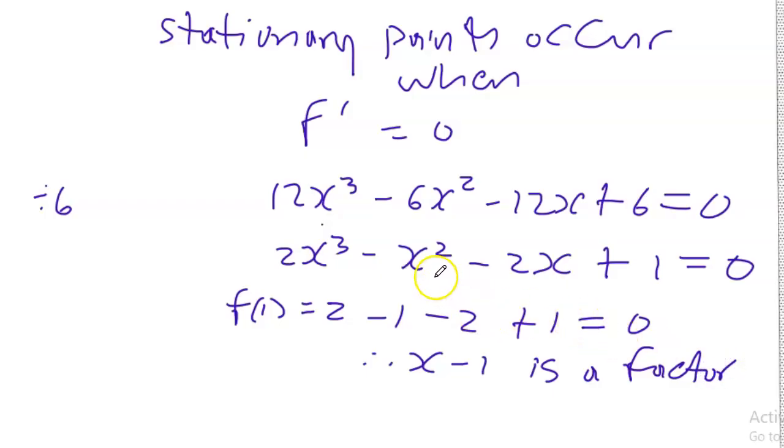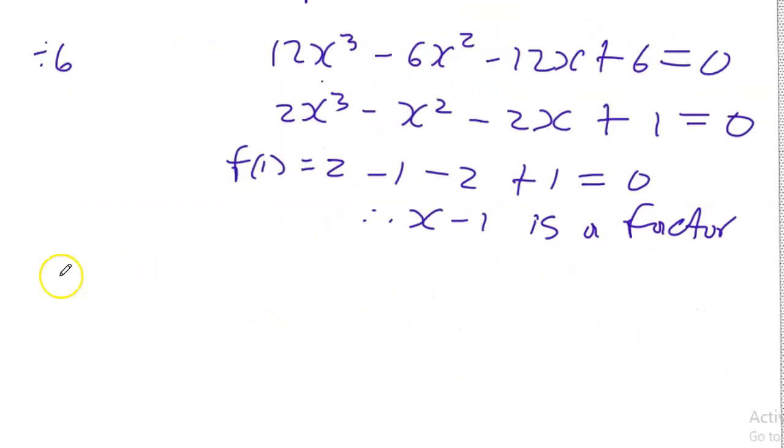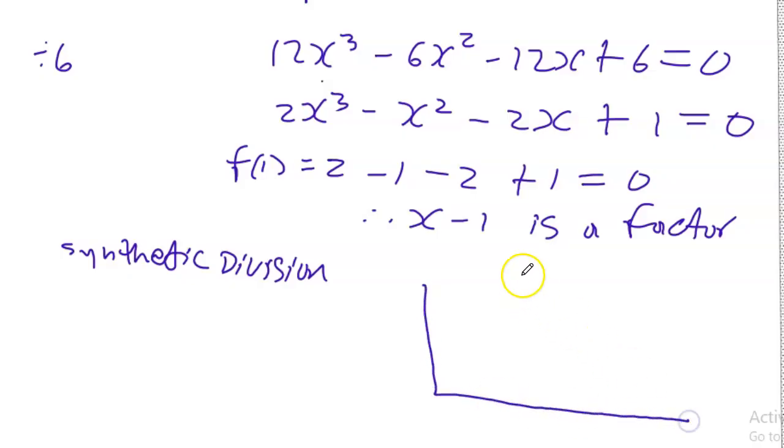To get the other factors of this cubic equation, we could use long division, or we could use synthetic division. I'm going to use synthetic division to get the other factors. Remember f of 1 gave us 0, so x minus 1 is a factor. So we put 1 out here, just changing the sign of this value.